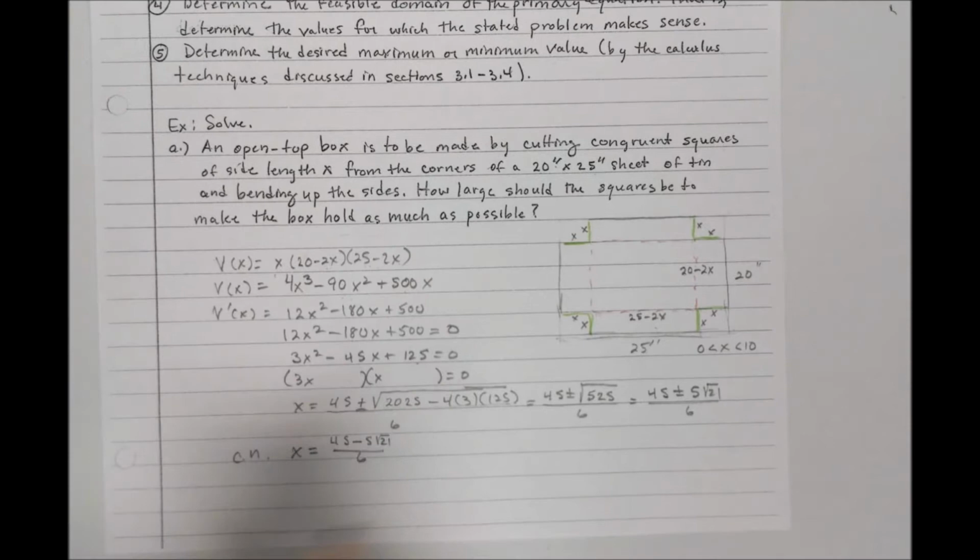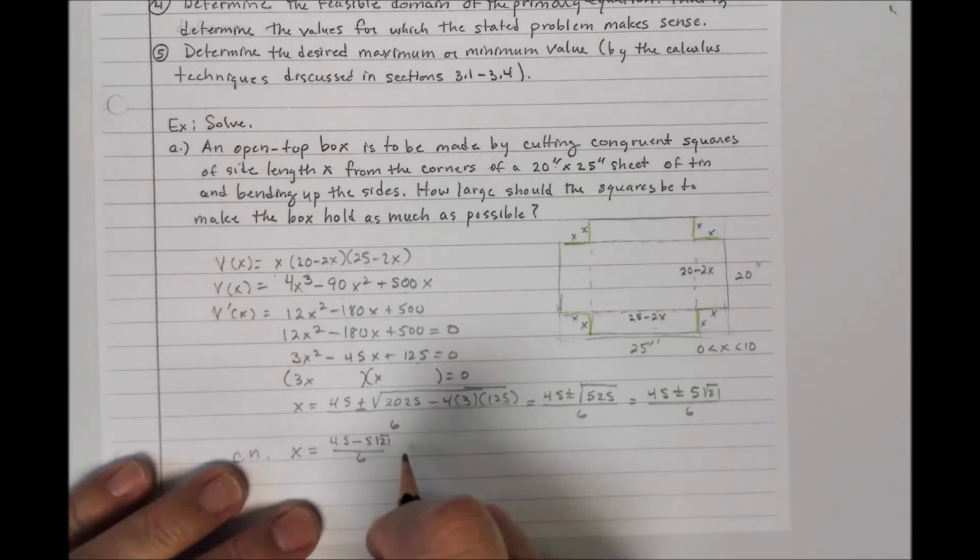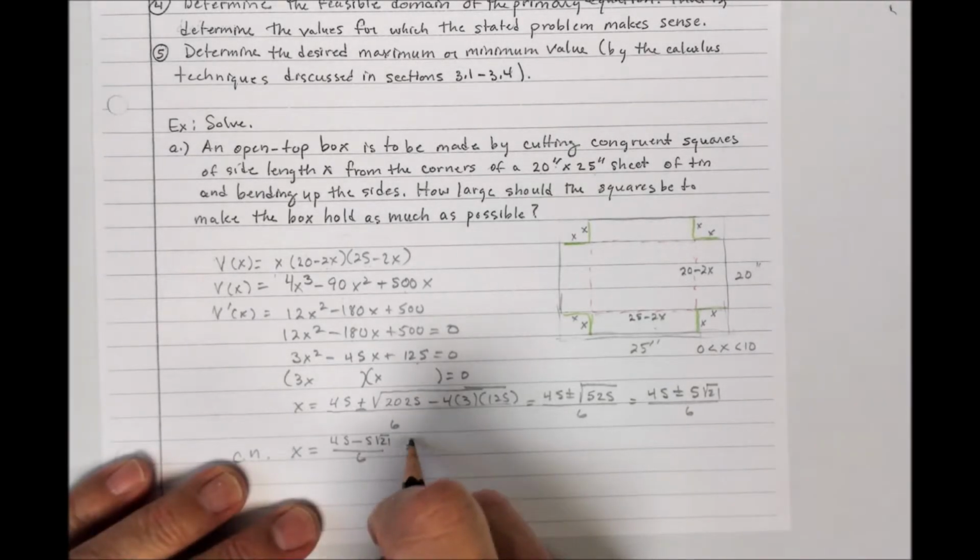Well, it's time to approximate this. So 45 minus 5 times the square root of 21, divided by 6. I'm getting 3.681.